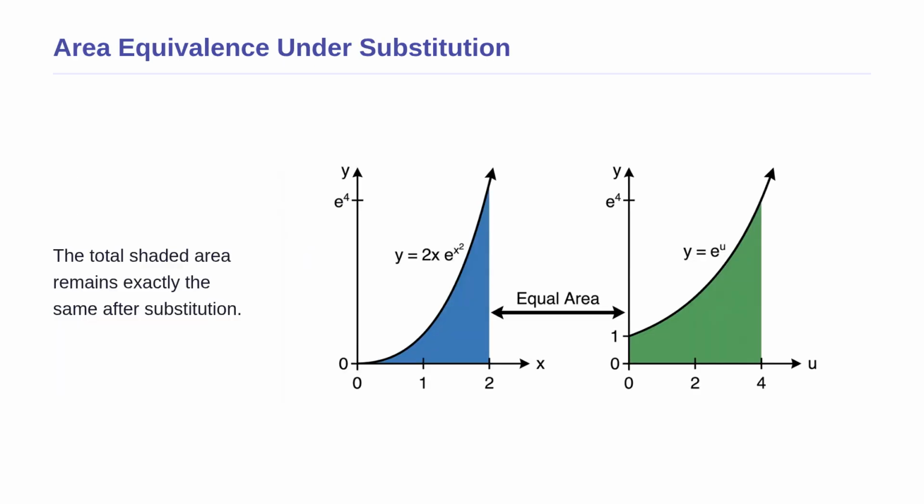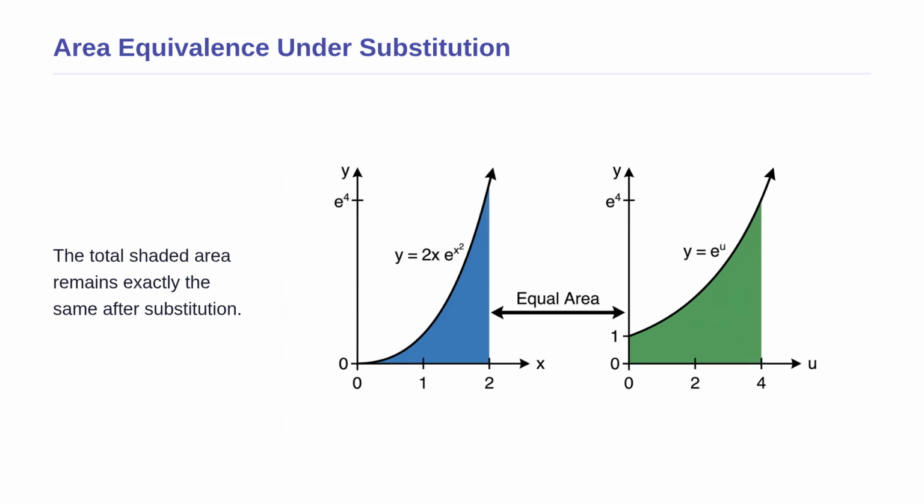Let us look at what just happened visually. On the left, you see the graph of our original complicated function in the x world, with the area shaded in blue from 0 to 2. On the right is our new, simpler exponential function in the u world, shaded in green from 0 to 4. Even though the shapes of the curves are completely different and the widths of the intervals have changed, the total shaded area is exactly the same. Substitution stretches or compresses the horizontal axis while adjusting the height, perfectly preserving the total area we are trying to calculate.